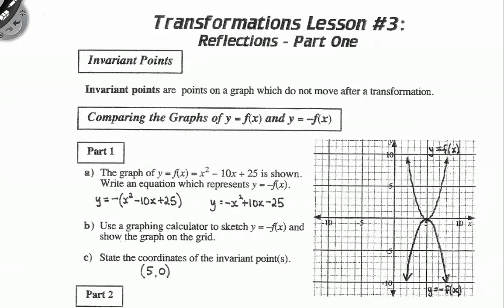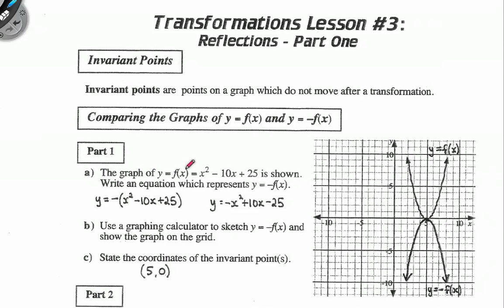So we're going to compare the graphs of y equals f of x and y equals negative f of x. What's really happening is the y values, which were f of x, are becoming negative because of this sign here. So let's take a look at that.